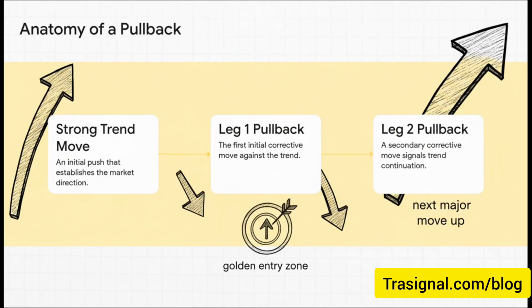So here's what that looks like. You've got your strong initial trend move. Then you get the first pullback against it. After a little bounce, you get a second push down. That second leg, that area right there, forms the golden entry zone for the next major move up.